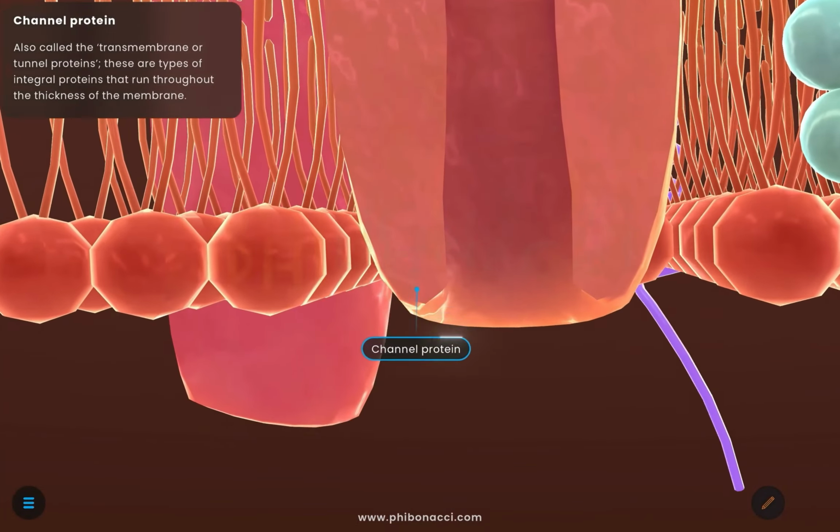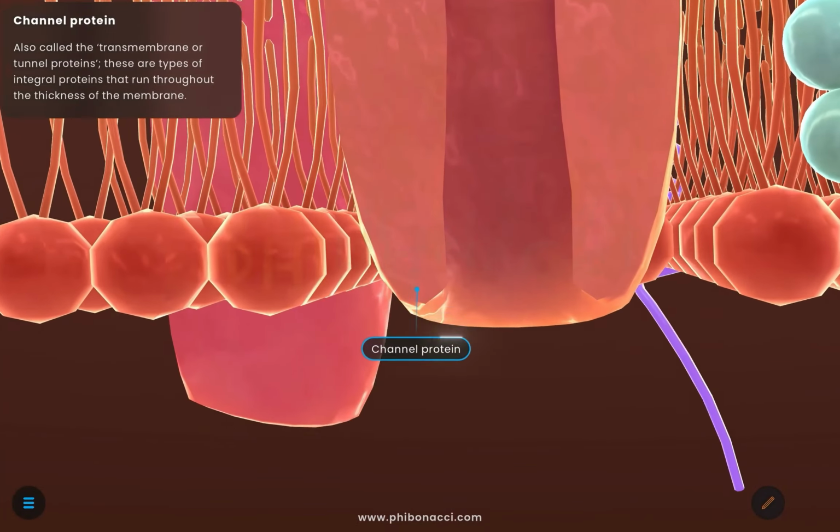The next structural component that we'll observe is the alpha helix protein. Now what are alpha helix proteins? These alpha helix proteins are also a type of channel proteins, or the transmembrane proteins that I just explained. So these are also a type of transmembrane proteins.